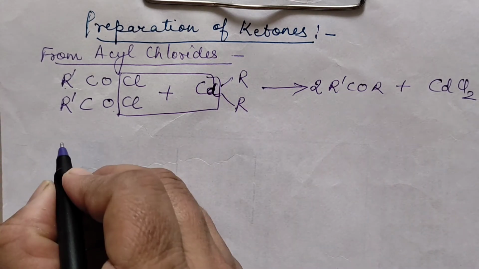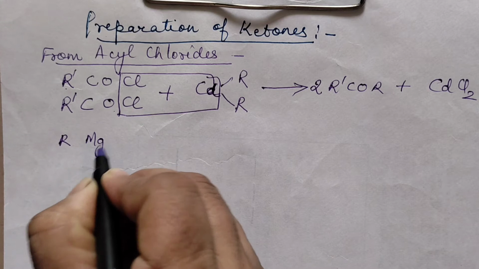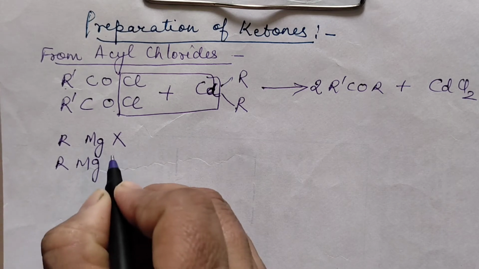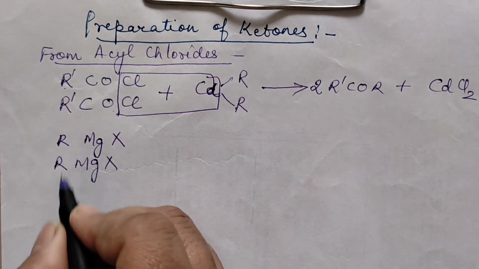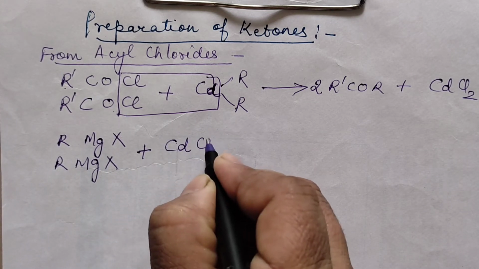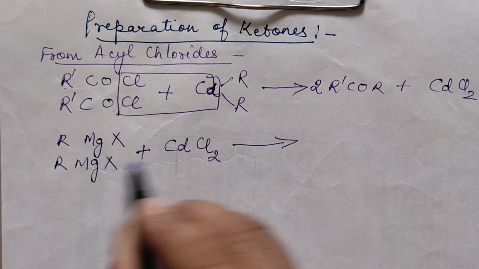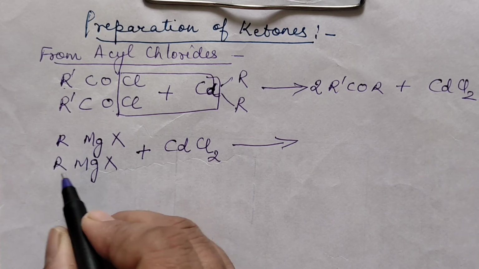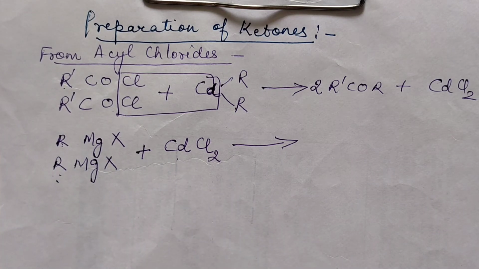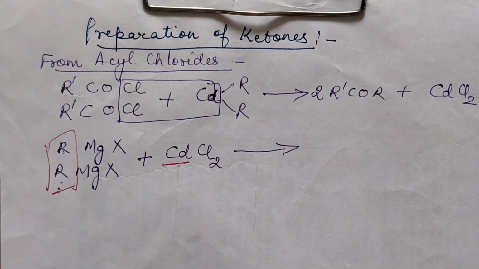Now this can be prepared by using Grignard reagent. So let us take RMgX, Grignard reagent. Again I am taking two molecules of RMgX, because I took R here, so I am taking R for the Grignard reagent also. When this Grignard reagent is treated with cadmium chloride, CdCl2, what you get is R, there are two R's, so R2 and Cd. They come out as R2Cd.